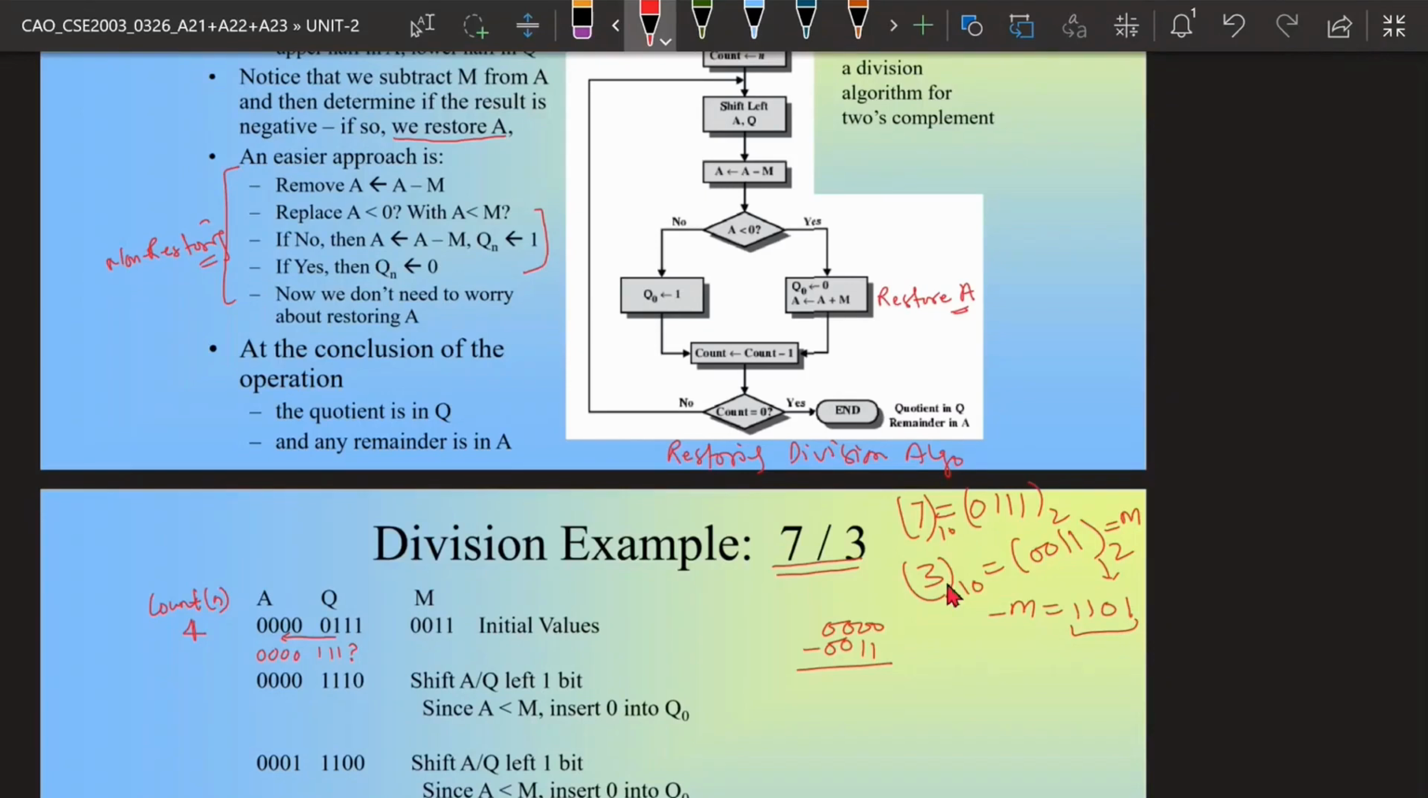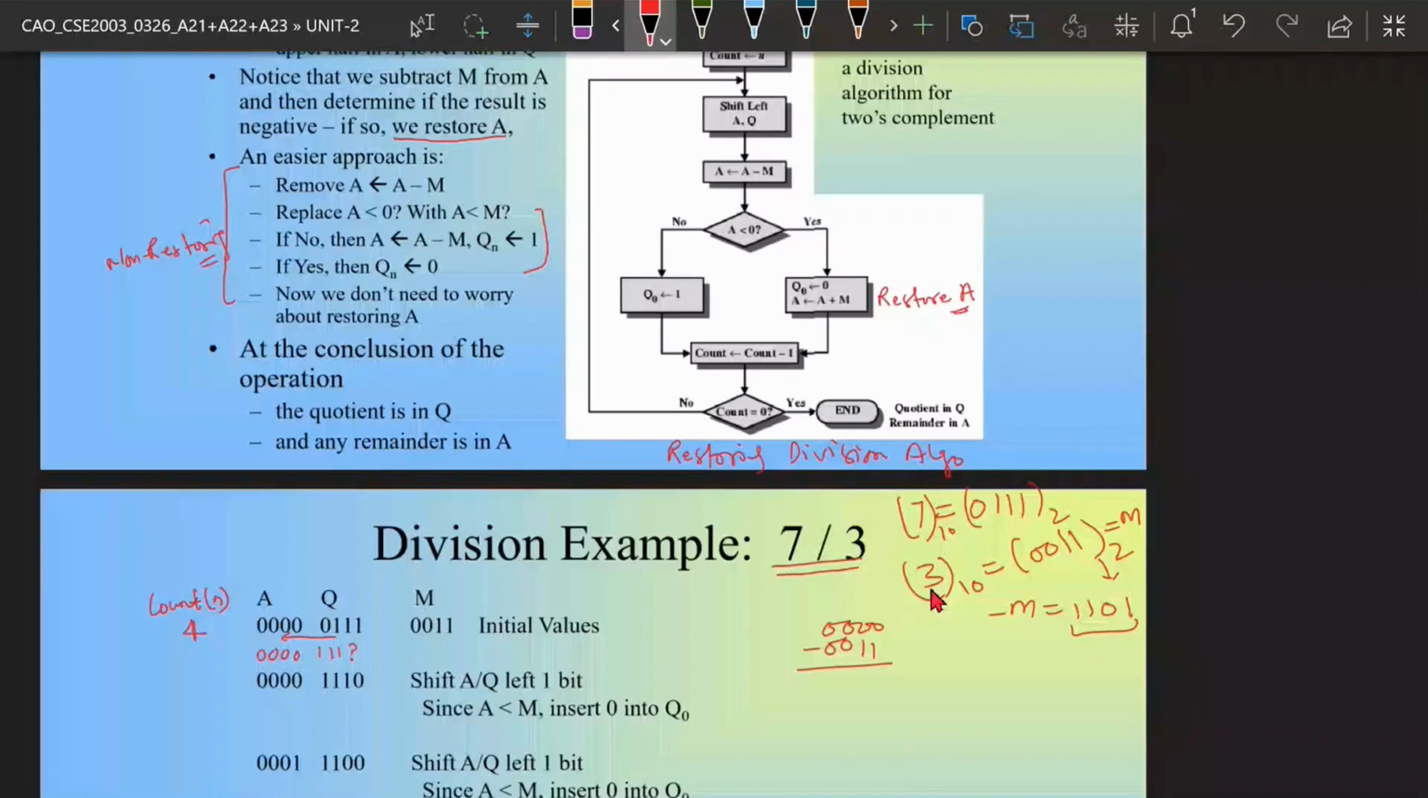So instead of doing this subtraction, what we can do is add 0, 0, 0, 0 with 1, 1, 0, 1. So once we add it, it will come out like 1, 0 is 0, 1 is 1, 1 is 1. So this will be obtained in the accumulator. Okay, so in the accumulator, this value will be there.